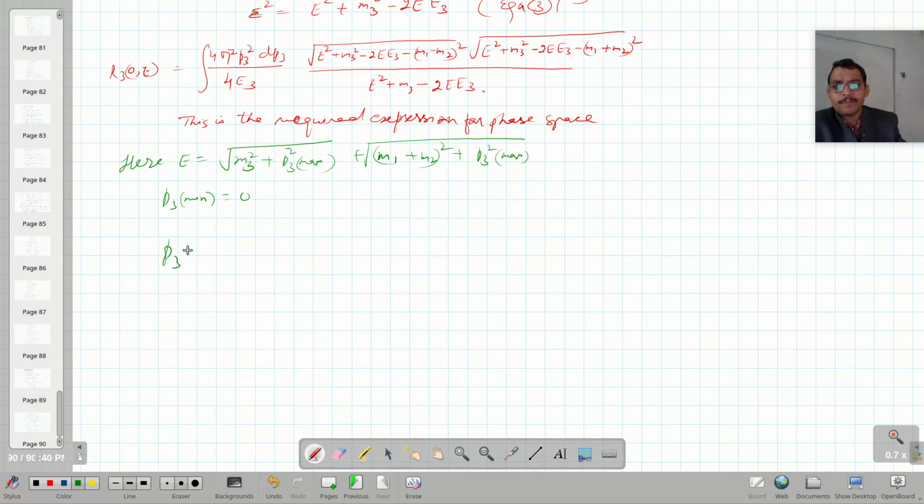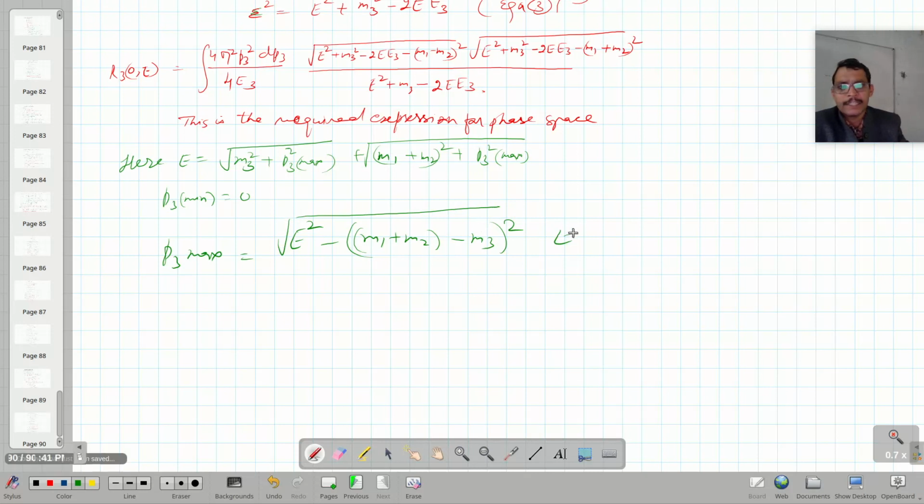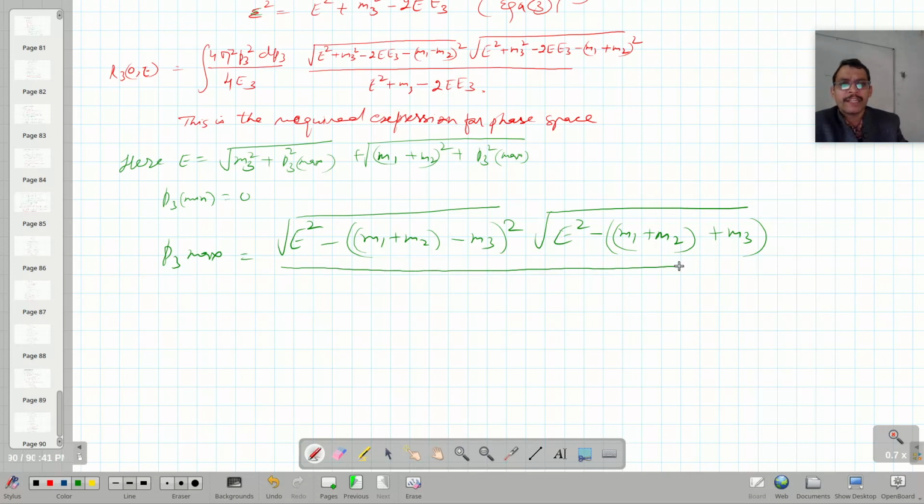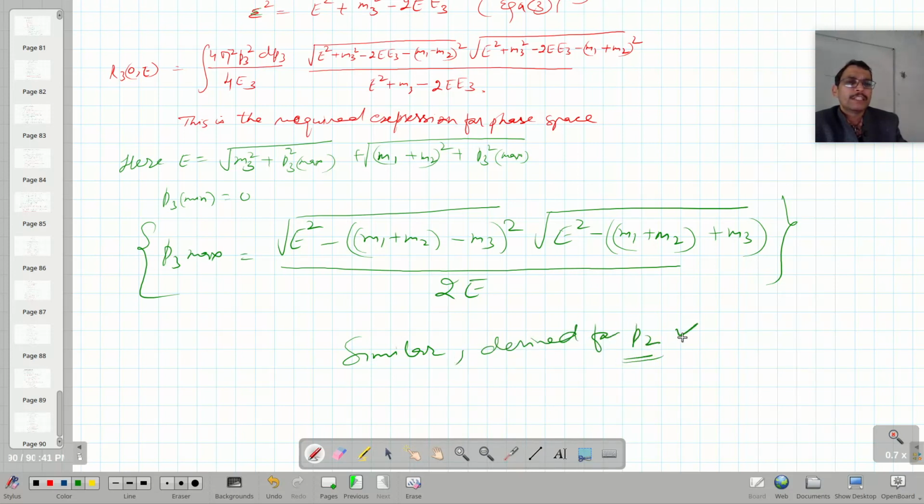Also, p_3 max can be written as the square root of (E square minus (m1 plus m2 minus m3) whole square) times the square root of (E square minus (m1 plus m2 plus m3) whole square), all divided by 2E. This expression is similar to what we derived for P2, in a similar manner. So this is the required derivation, and this is the required phase space for the three-body diagram. So that's all for this lecture.